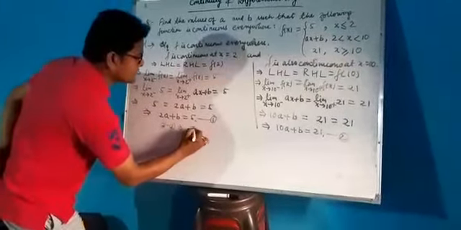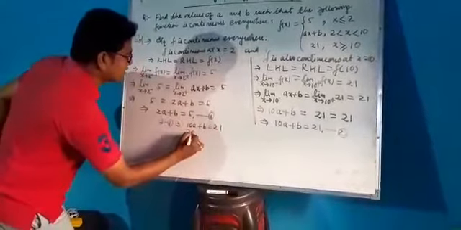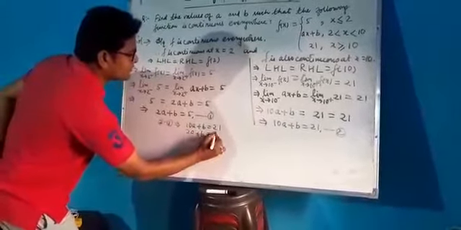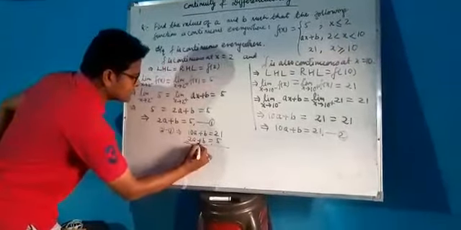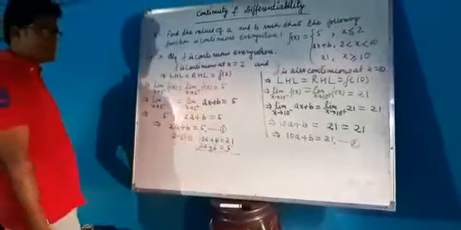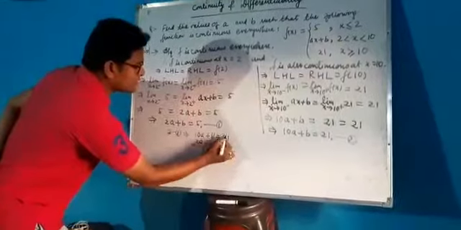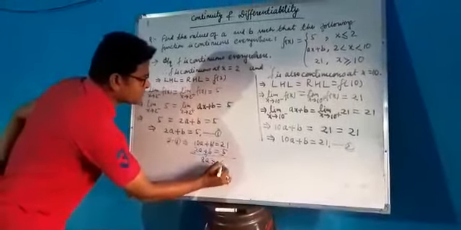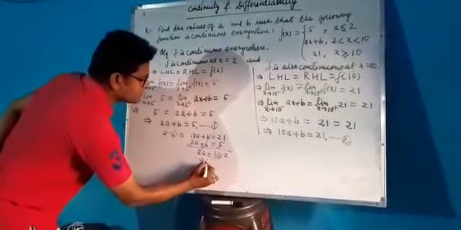Equation 2 is 10a plus b is equal to 21. Equation 1 is 2a plus b is equal to 5. Now subtract them. So b cancels with minus b. Now 10a minus 2a is 8a. 21 minus 5 is 16. So I have got a as 2.